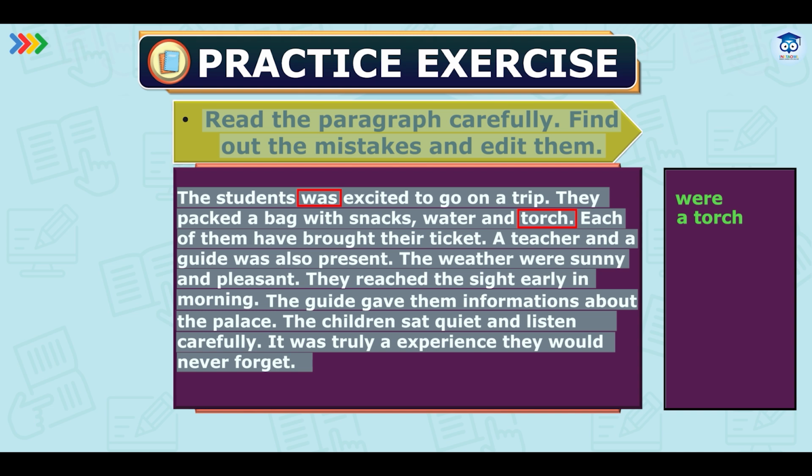Each is singular, so the verb should be has, not have. Then, a teacher and a guide was also present. Two people means plural verb, so was becomes were. The weather was sunny and pleasant. Weather is singular, so it should be was.